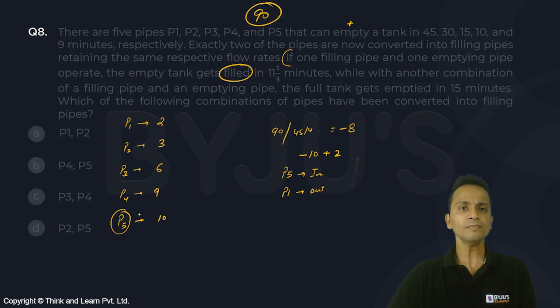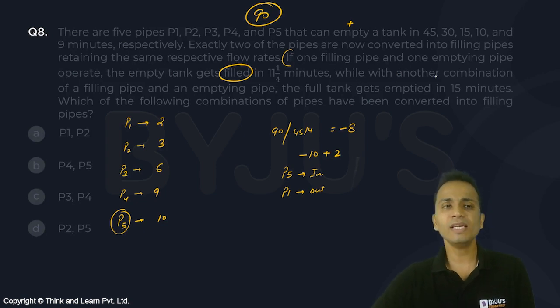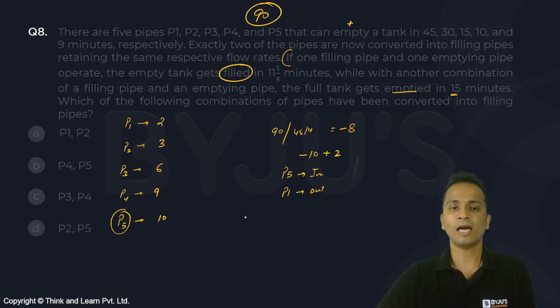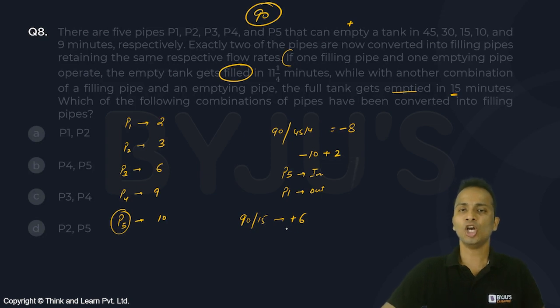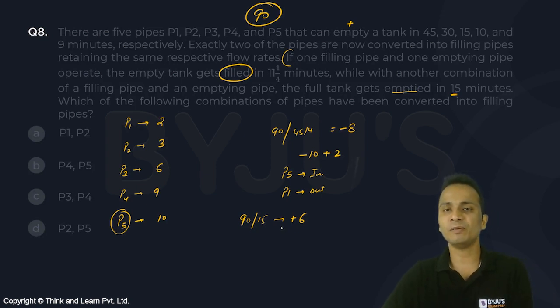Now looking at the other combination of a filling pipe and an emptying pipe, which can empty the tank in 15 minutes. Emptying the tank in 15 minutes means 90 upon 15, that is 6. Since it is emptying the tank, it will be plus 6. So the net rate of work will be 6 units per minute.